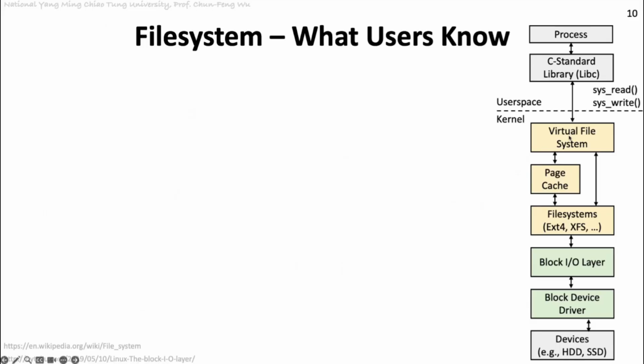So virtual file system is more like, in our system now, it can support using different kinds of file systems. For example, you can have your first disk using ext4, the second disk using XFS, and the third disk maybe using exFAT. So they are all using different file systems.